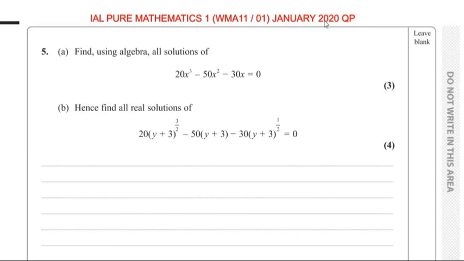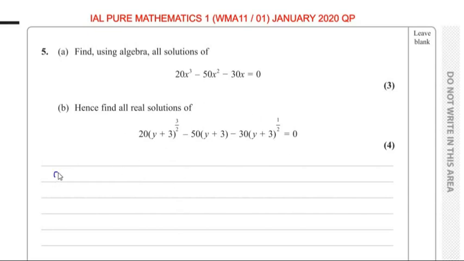Now let us look at the next question from January 2020. Find using algebra all solutions of 20x cube minus 50x square minus 30x is equal to 0. That means we have to factorize this equation and get all the values of x.